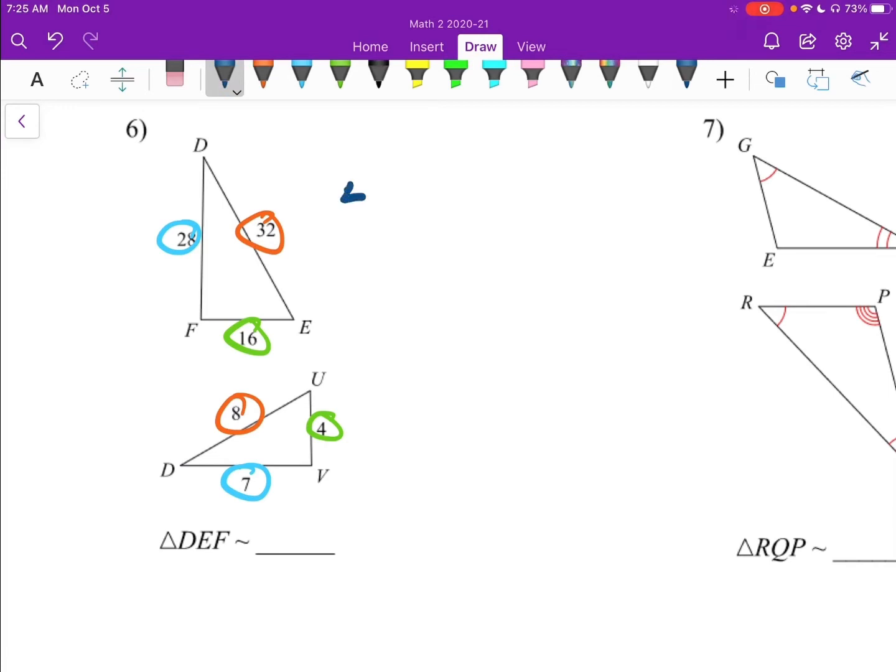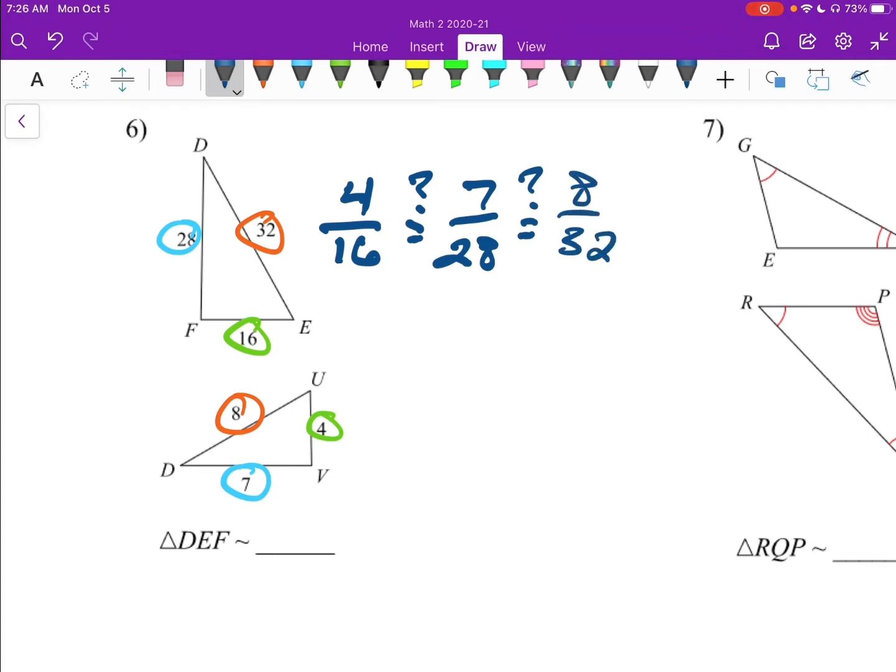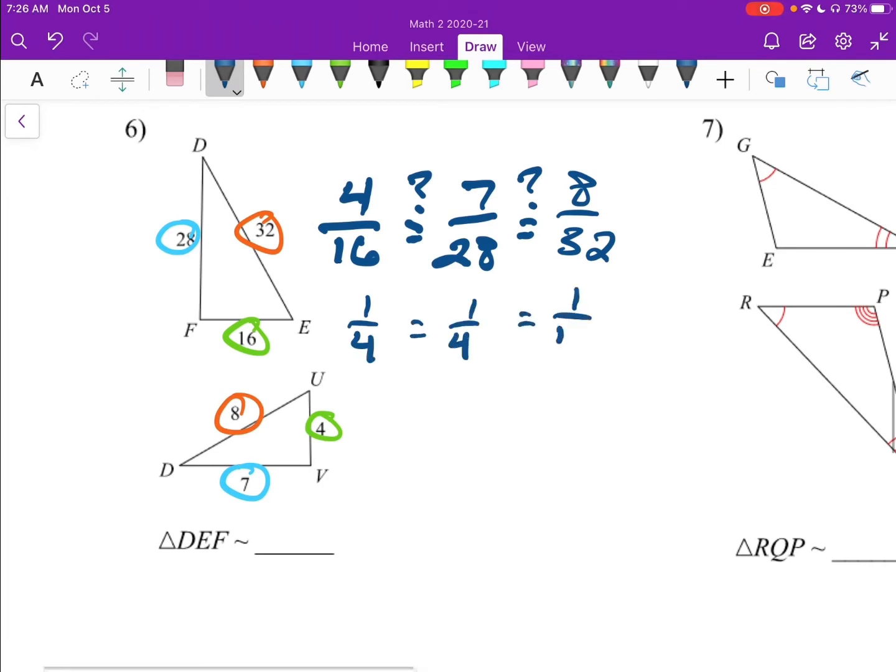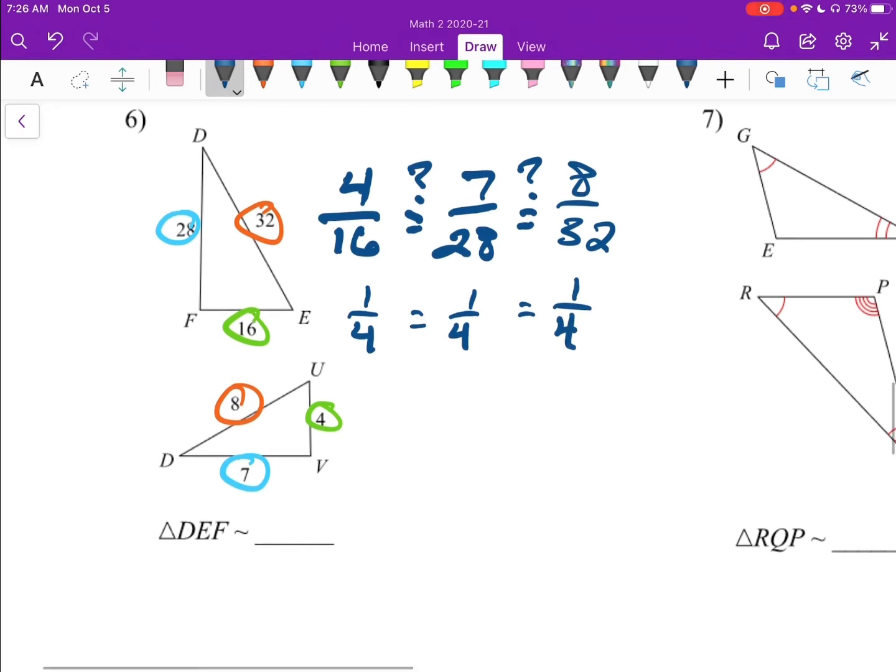So we'll see 4 over 16, and we want to know, is that equal to 7 over 28, and then is that equal to 8 over 32? Well, this is 1 over 4, this is 1 over 4, and this is 1 over 4. So yes, it is similar by side, side, side.